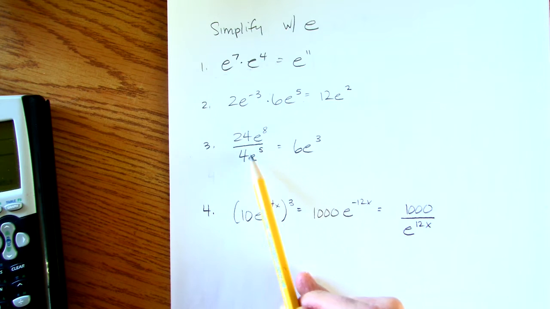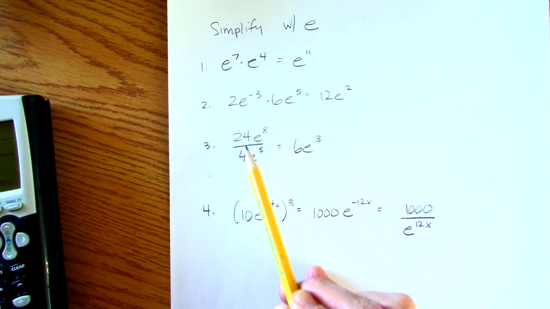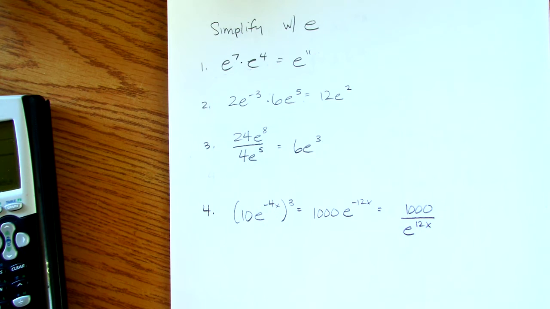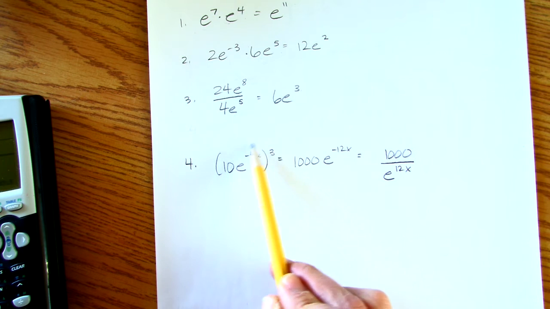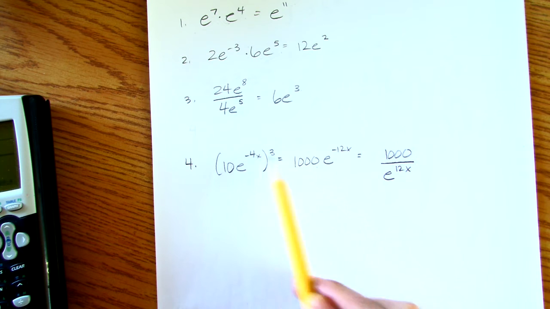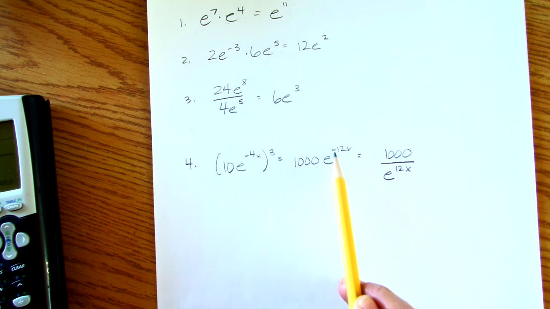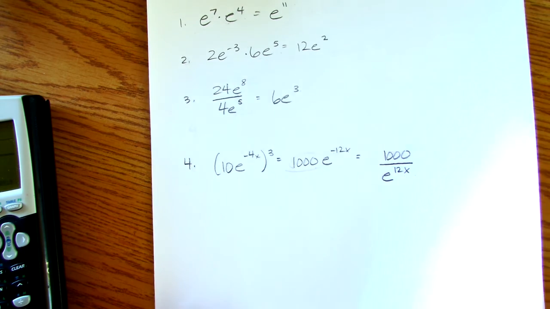Rules when you have a quotient. 24 divided by 4 is 6. e to the 8th over e to the 5th, just subtract and you get e to the 3rd. If I have 10e to the negative 4x and raise that to the third, the 10 gets raised to the third, that's 1,000. Multiply exponents, e to the negative 12x. Again, what does a negative exponent mean? Put me in the denominator. So this becomes 1,000 over e to the 12x. So you'll have to do some simplifying with e.